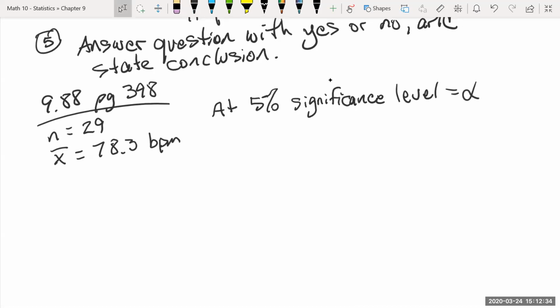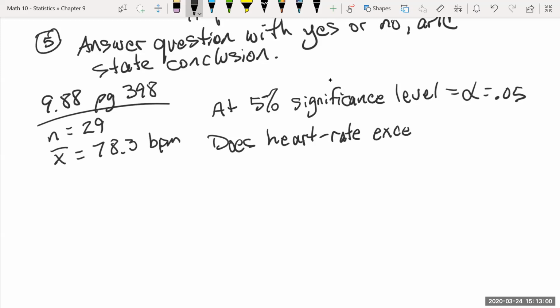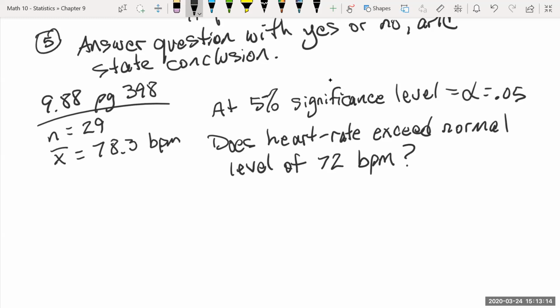Okay, alpha, and 5% we'll just write as 0.05. Do the data provide sufficient evidence to conclude that the mean post-work heart rate for casting workers exceeds the normal resting rate of 72 beats per minute? We'll simplify it and say, does heart rate exceed the normal level of 72 beats per minute? That's the question we want to answer.